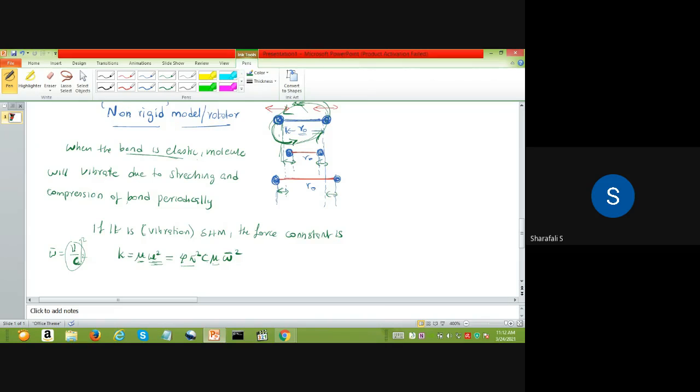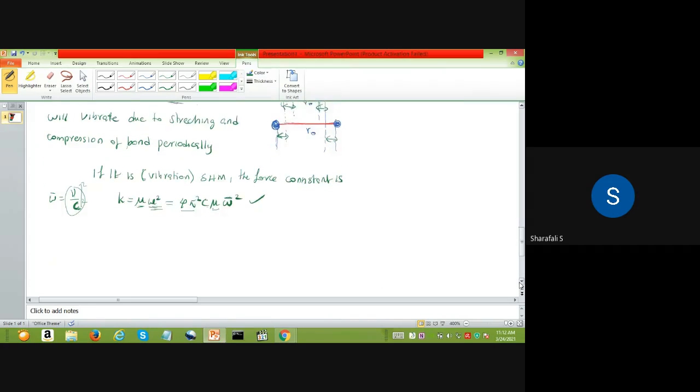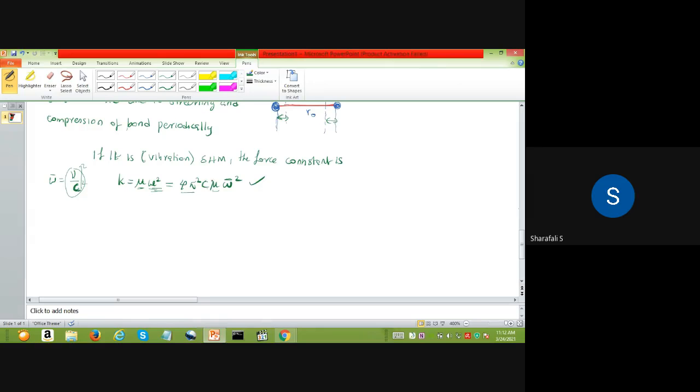Here it should be mu by c square, I think. Okay, I'll just check this and tell you in the next class. Probably it should come c square, then only this will get cancelled. Or omega bar should have some values. Distortion spectrum.